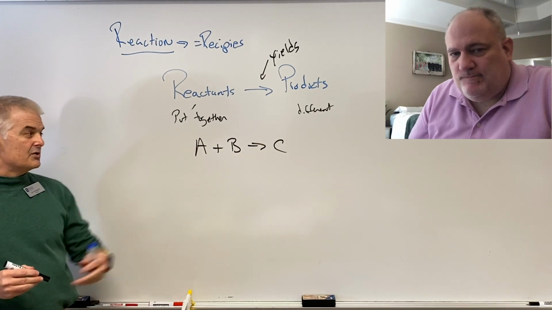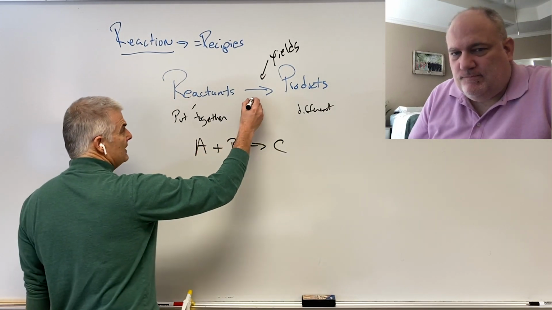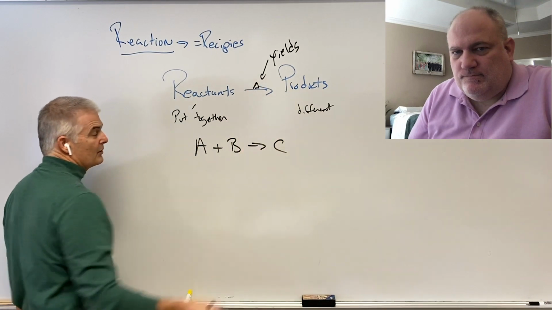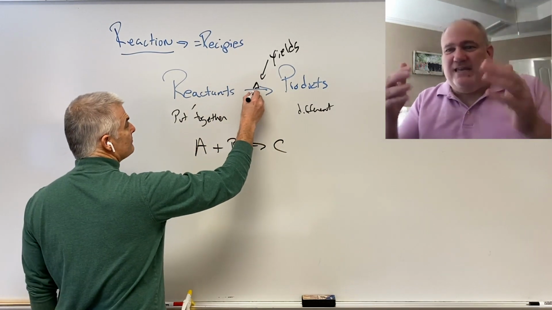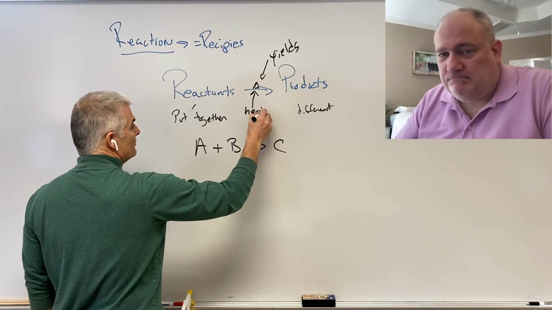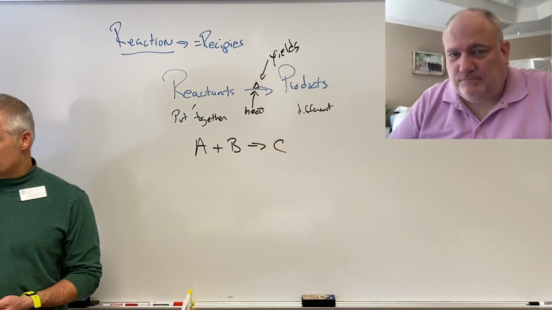Now there's some other things that we should talk about. Sometimes we'll put a little triangle above or below the arrow. What does the triangle mean? That means we're changing the temperature, we're adding heat. So if you see a triangle, it means it's heated.